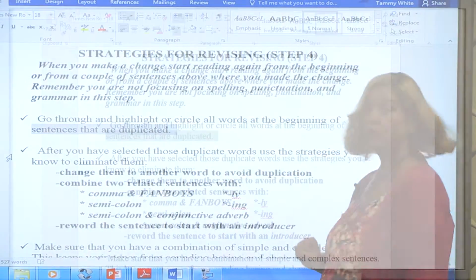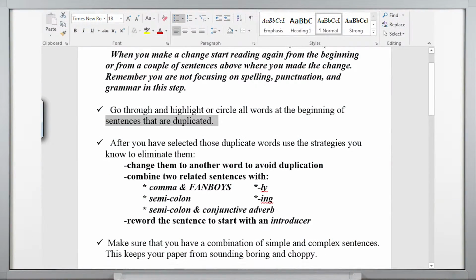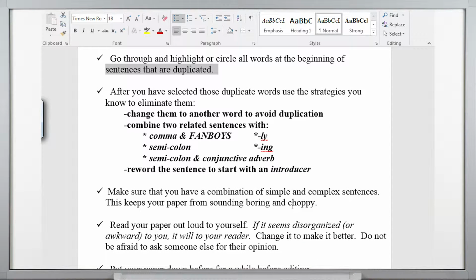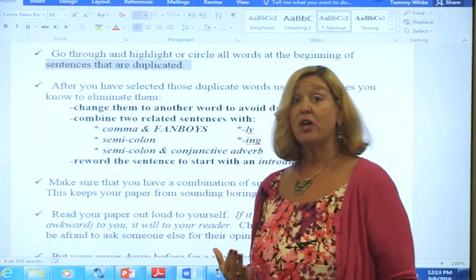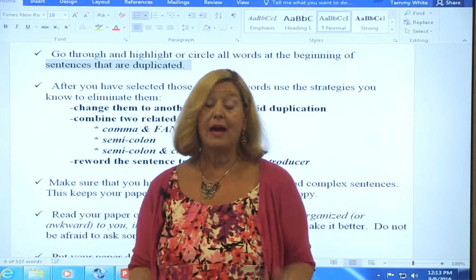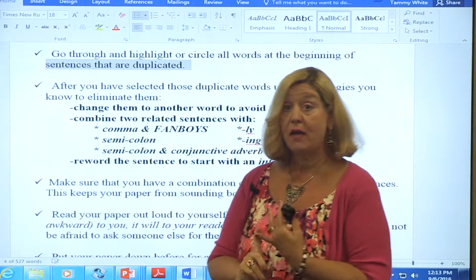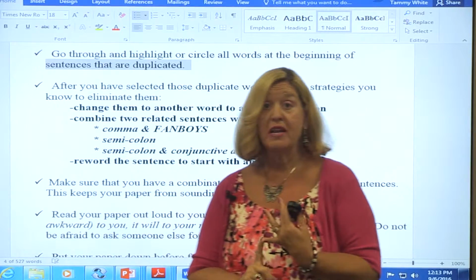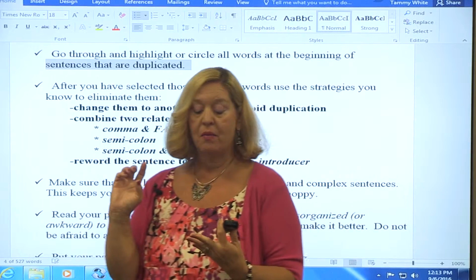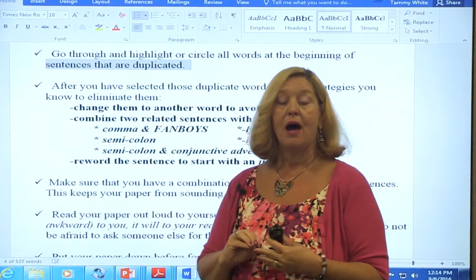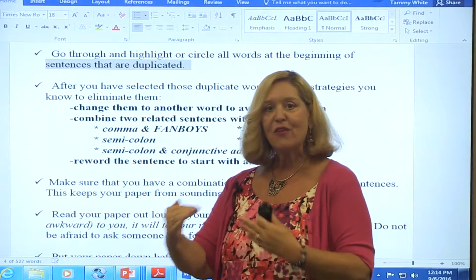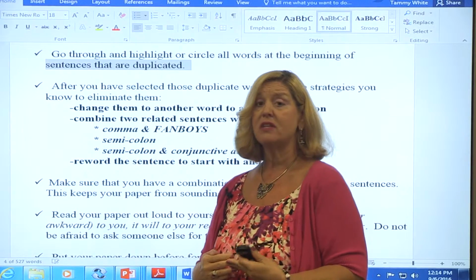After we've selected those duplicate beginning words, we're going to use several strategies to eliminate them. And you know most of these already. We can first start by changing the beginning word of the sentence, and you can do that a couple of ways. If I'm talking about Michael Jordan, I can call Michael Jordan Michael. I can call him Jordan. I can call him Mr. Jordan. I could call him Mr. Basketball. I could call him the player. Any different names I can come up with for Michael, I could start a sentence with that.